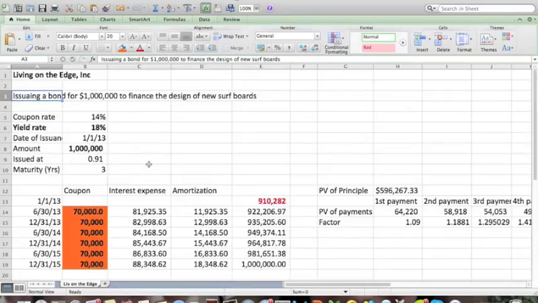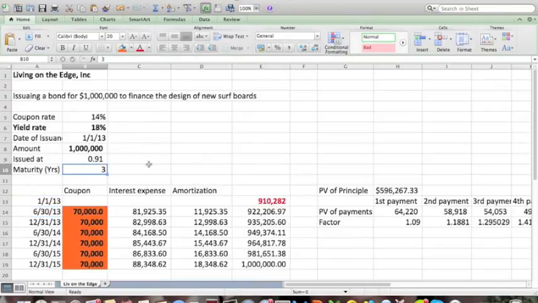I need this $1 million so I could make more surfboards. So it's not an arbitrary situation. This is actually happening, and I actually need $1 million. And I actually need it now because I have bills to pay. I have to pay for my branding campaign. You know, those surfing models don't come cheap, right?